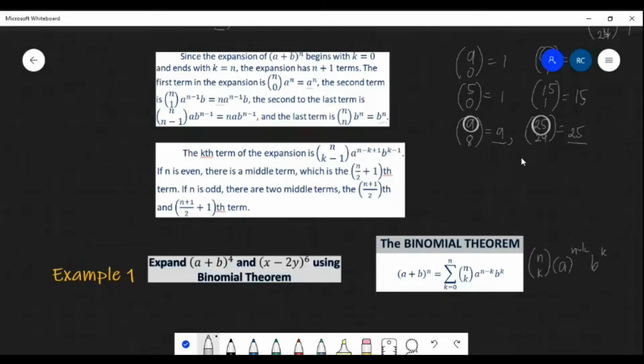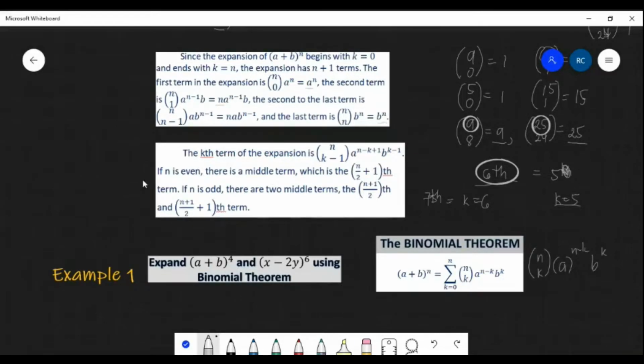Halimbawa, 6th term. Tapos, ano yung value ng k mo? So, that will be 5. 5 yung k. It is because, kung mapapansin nyo, yung k start with 0. Okay? Yung k ay nag-start sa 0. Kung yung 6th term yung hinahanap, yung k natin ay 5. Kung yung 7th term natin yung hinahanap, yung k nyo ay magiging 6. Laging minus 1. Do you understand now?